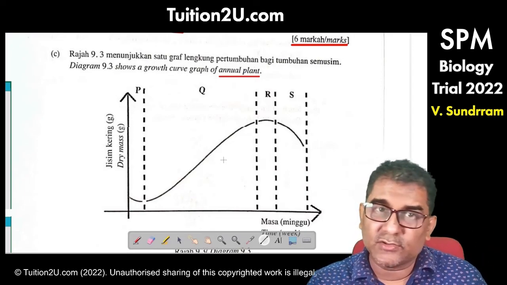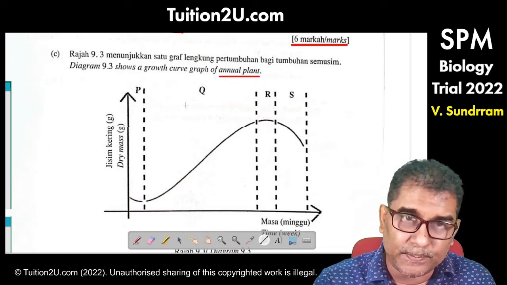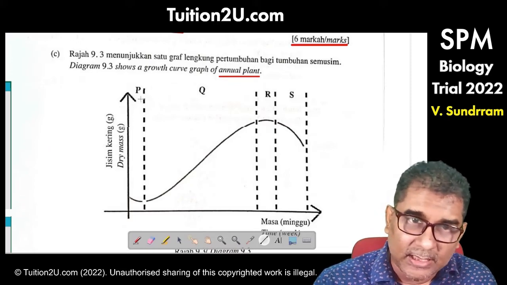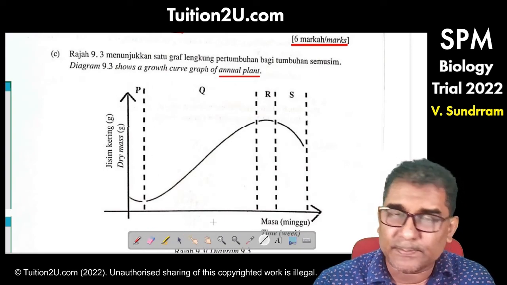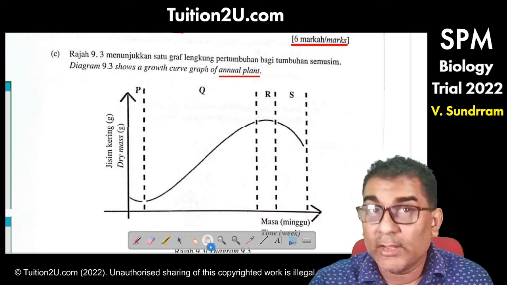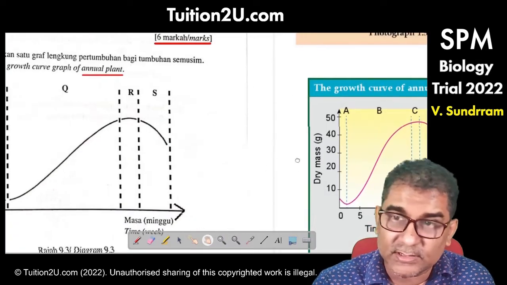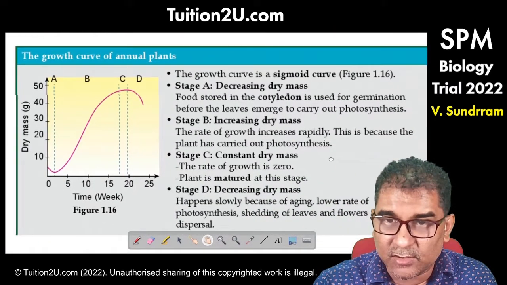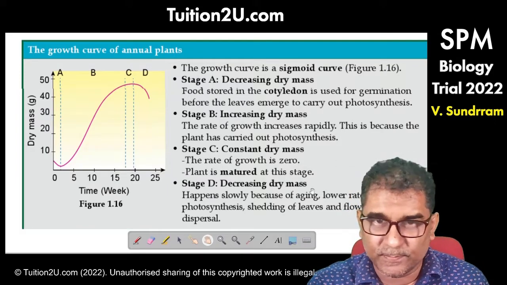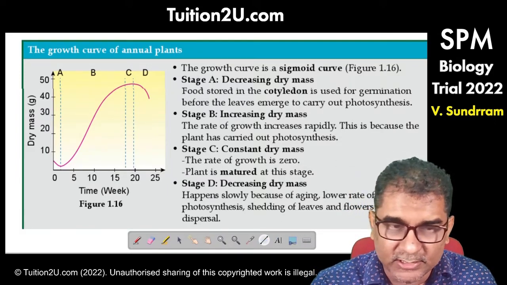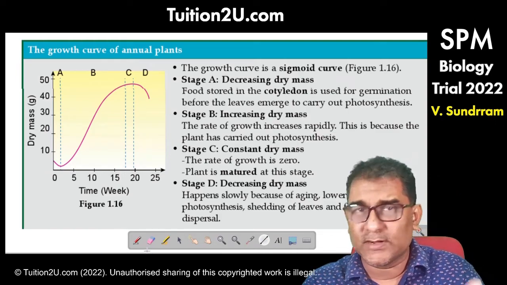Then you go straight into the graph. So you look at P, Q, R, S. Identify the name of all of the stages. Explain what happens in every stage. Where do we get the answer? From the textbook. So this is how this graph is explained in the textbook. So the first point that you need to provide, I'm just going to show you what's in the textbook.